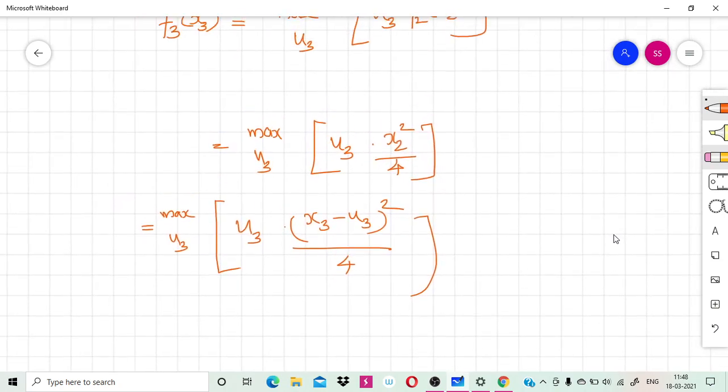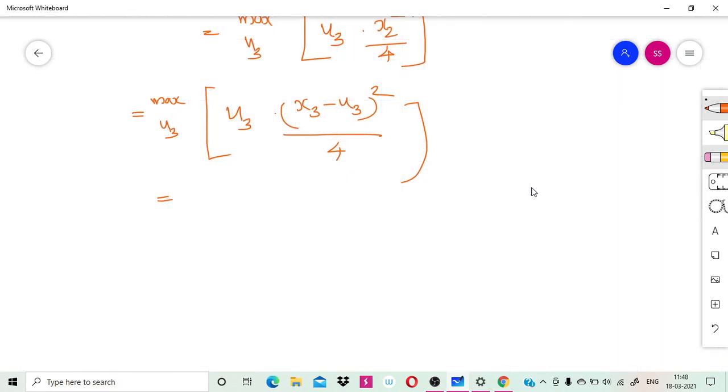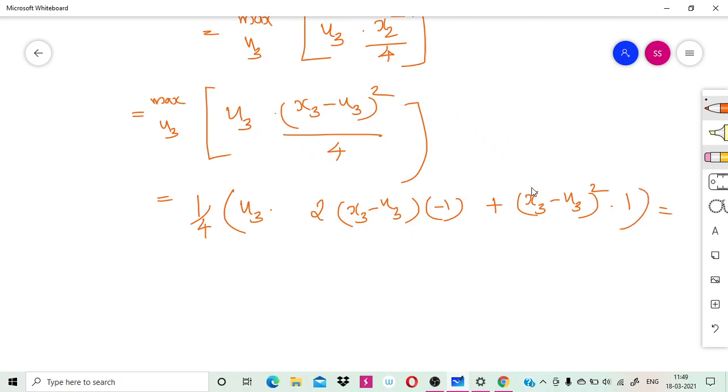Now you solve this function f3 of x3. Maximize with respect to u3, and again you apply Newton's method here. At the maximum value of this function the slope will be 0. So on differentiating you will get u3 into 2 times x3 minus u3 into minus 1, plus x3 minus u3 whole square into 1. And this 1 by 4 I have taken outside, so that will be equal to 0.